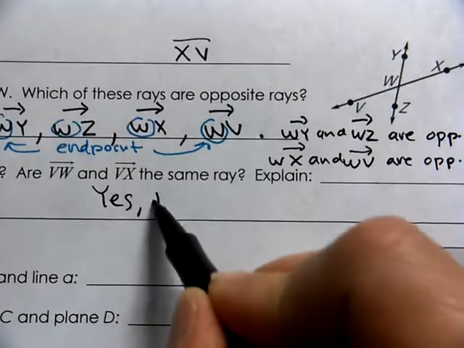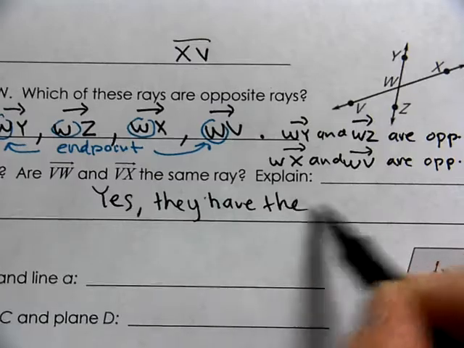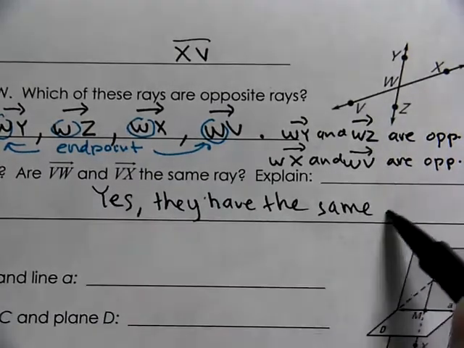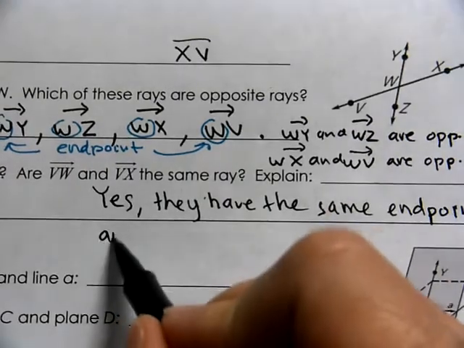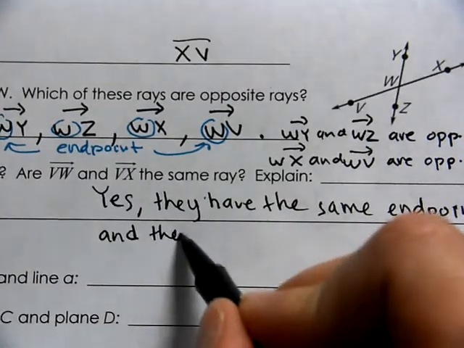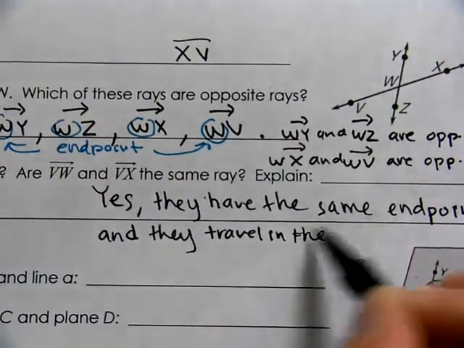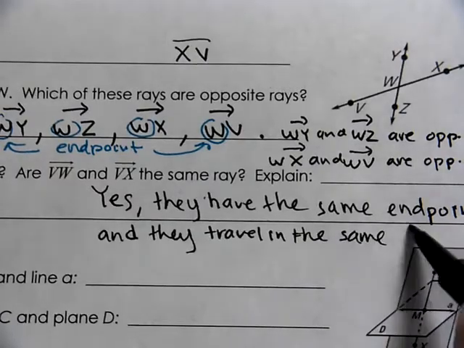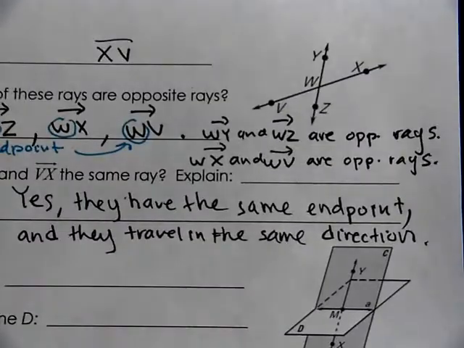So how do we know? There are two things you are looking at. They have the same endpoint, and the second item we're looking at is, do the rays travel in the same direction? They travel in the same direction. They have the same endpoint, and they travel in the same direction.